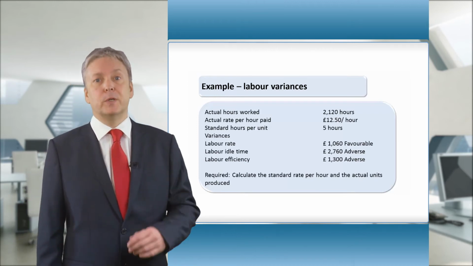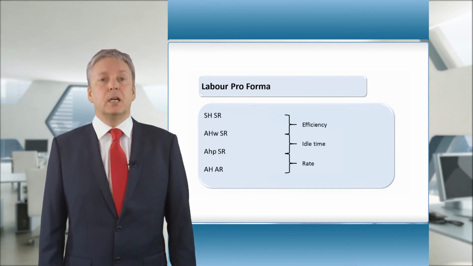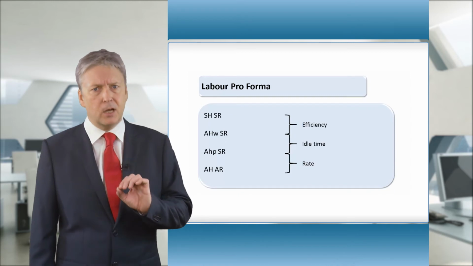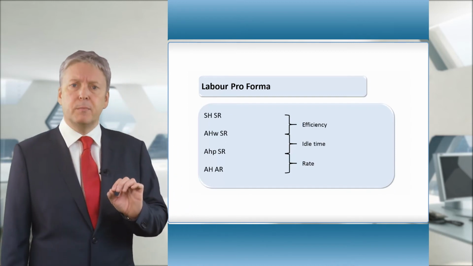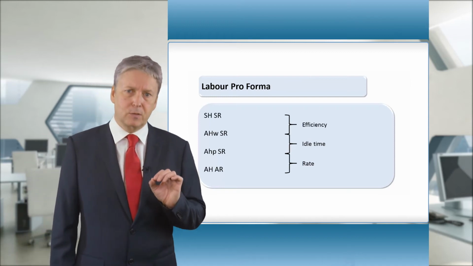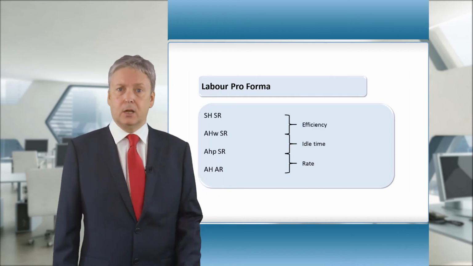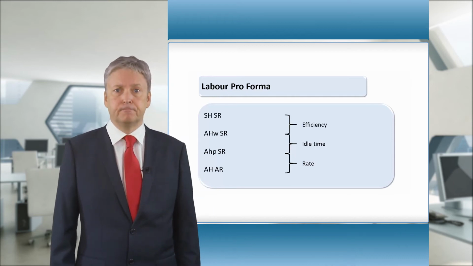So, as we did it before, we start with our pro forma. And of course, because we have the idle time variance here, we have to make a distinction between the actual hours worked and the actual hours paid. So slightly more sophisticated than maybe the most basic of labour variances.